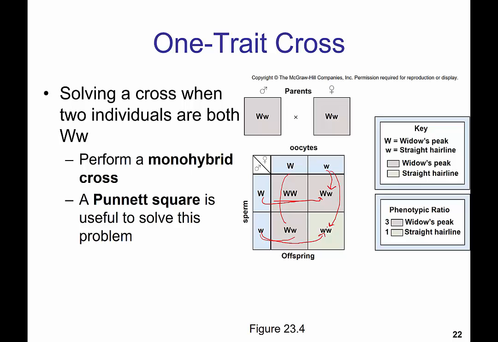So this is already color-coded as to phenotype, since to have a widow's peak, we need at least one dominant allele. So we see that here, we see that here, and we see that here. So these 3 out of 4 squares here represent offspring with widow's peak. That's what they're talking about with this phenotypic ratio here. The final square here represents a homozygous recessive individual that would have a straight hairline.